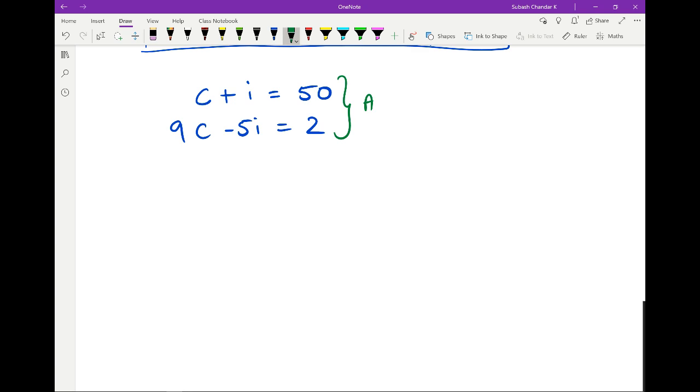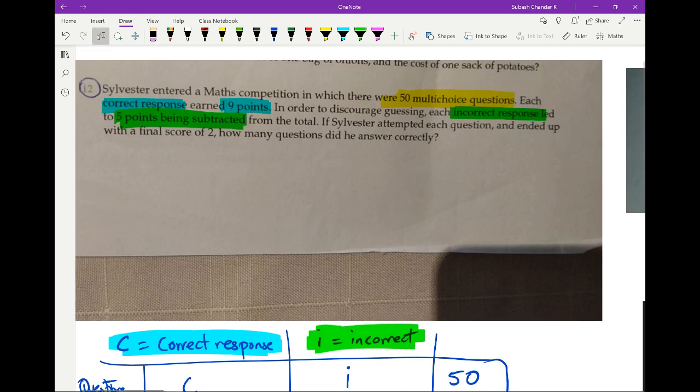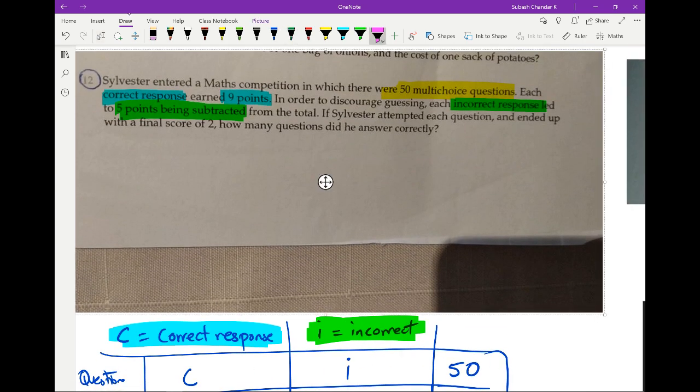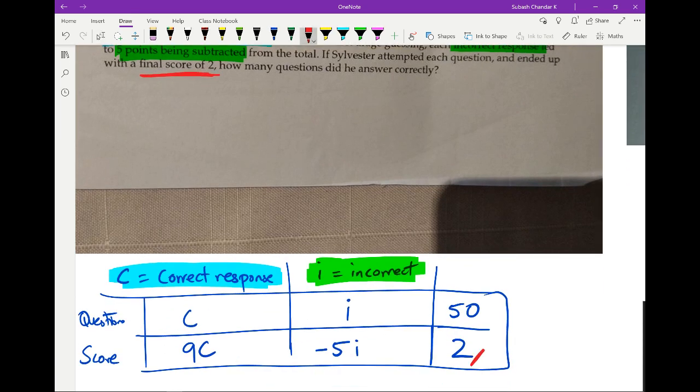How do I get 2? If I go back to my question, this is where I get it. He's got a final score of 2 right there. Maybe I should use a different color there. So final score of 2, so that's where I get that 2 from.